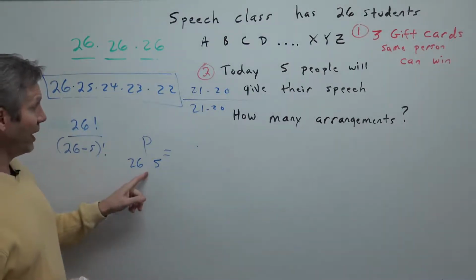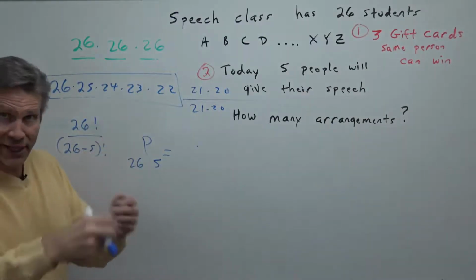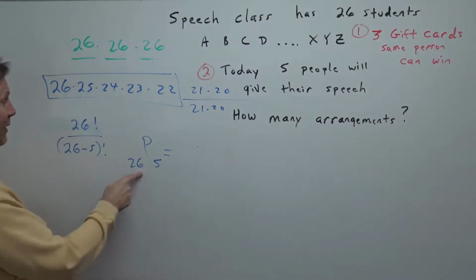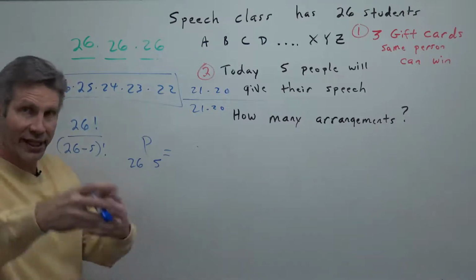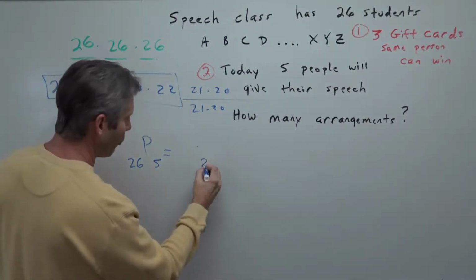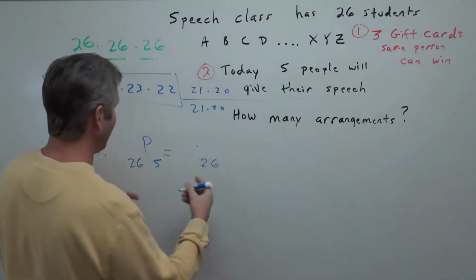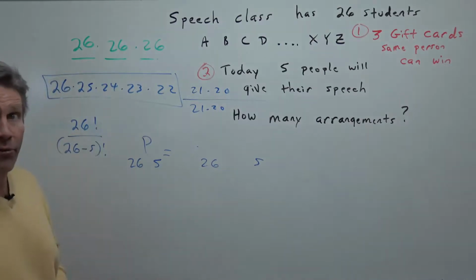So this permutation formula, if you go back and look at the video on this, I'll show you on the calculator where you can find that. But you can actually just type this into the calculator and not even mess with the factorial function. So in the calculator, you type in a 26, then you go get the permutation formula out of math and select that, and then you type in a 5, hit enter, and it does all the work for you.